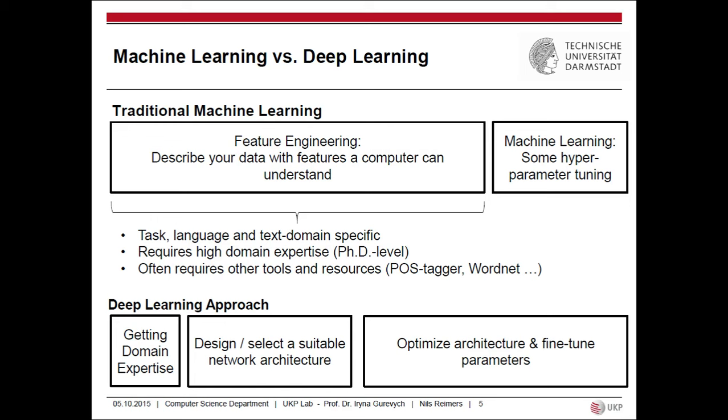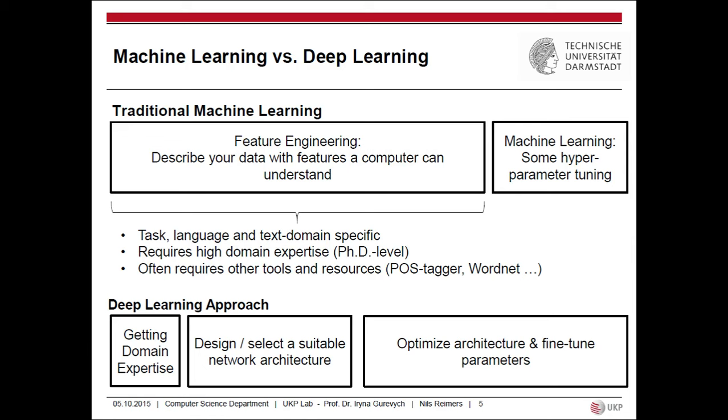Instead of a lot of feature engineering and thinking about what's helpful for a computer, you just need some domain expertise, so you should have a basic understanding of language. And then you design or select a suitable network architecture. That's where your smartness goes. What is a suitable network architecture? And then you do a lot of optimization of the architecture and fine-tuning of the parameters. So how is your network designed? What are the different layers of your network?